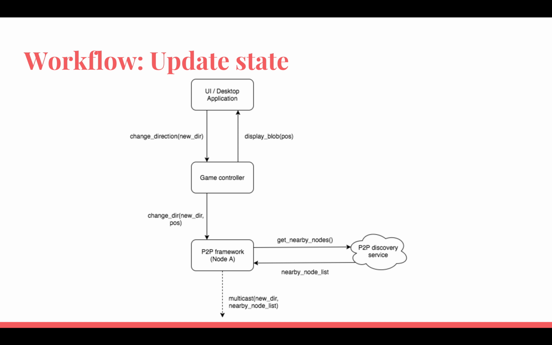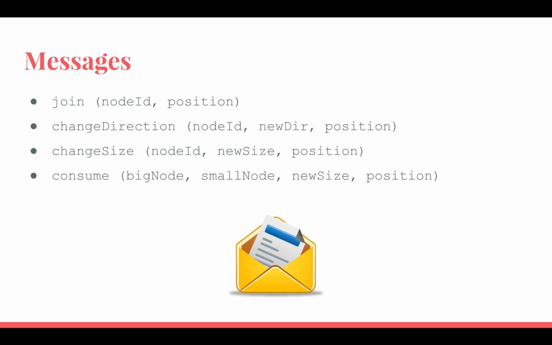So for updating state, the game controller sends a change direction along with the new direction and the position of the blob to the P2P framework. The P2P framework then communicates with the P2P discovery service in order to get all of the nearby nodes, and then the new direction is multicast to all of the nearby nodes in that framework. So the messages we have, as discussed in all of the previous flowcharts, are join, change direction, change size, and consume.